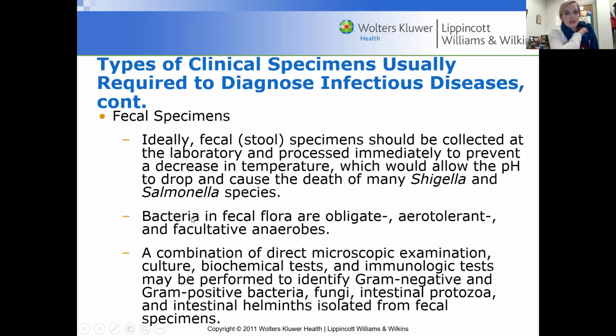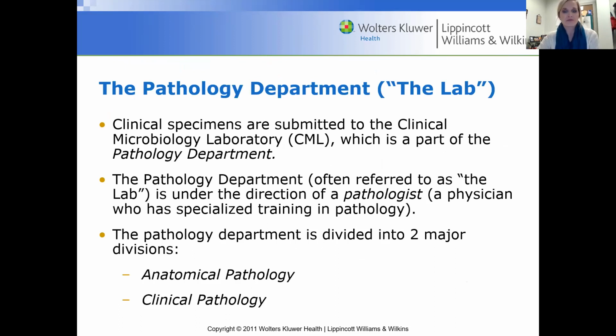Bacteria in fecal flora are oftentimes obligate, aerotolerant, and even facultative anaerobes. So again, we want to make sure that that change in not just temperature, but atmosphere is processed right away. A combination of direct microscopic examination, culture, biochemical tests, and immunologic tests may be performed to help identify whether it's gram-negative, gram-positive, fungi, intestinal protozoa, and intestinal helminths that are associated with these fecal specimens.